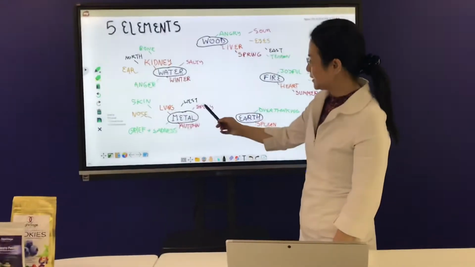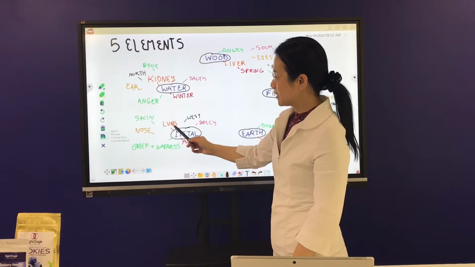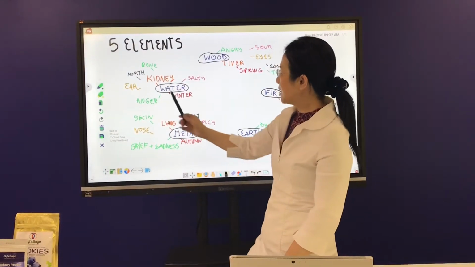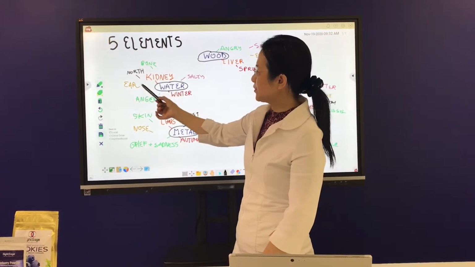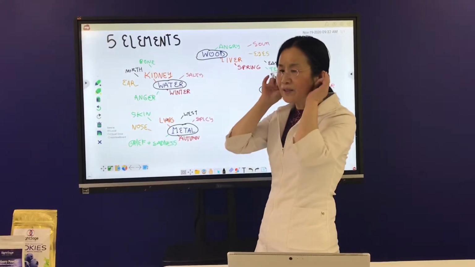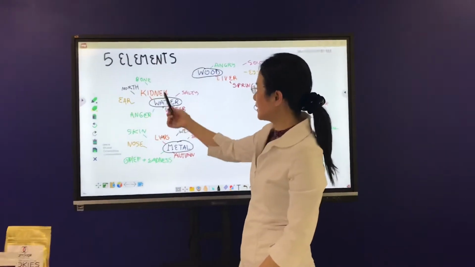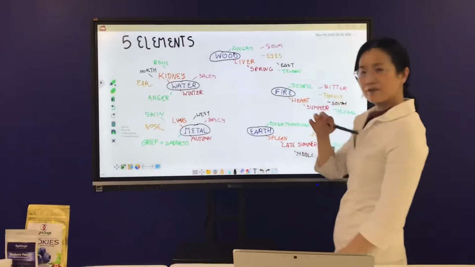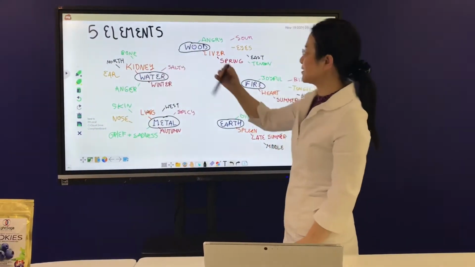And then the skin is related to the lung. So if you have a skin problem, we maybe should pay attention to the lung. And then the ear is related to your kidney. For example, in China, we have a lot of ear massage. If we massage the ear, it could tonify your kidney and help your kidney function. So that's for the organs and different parts of our body that relate to these five elements.